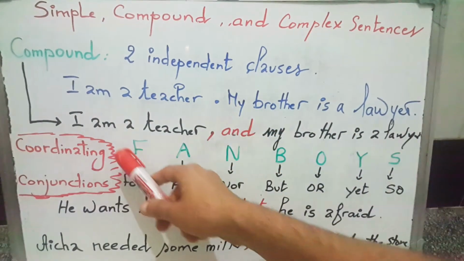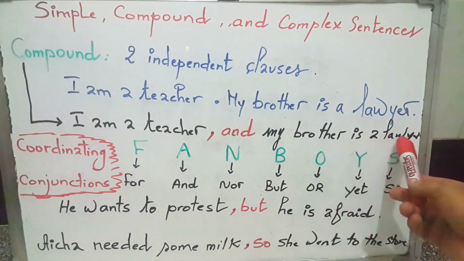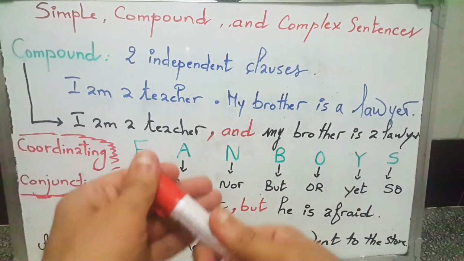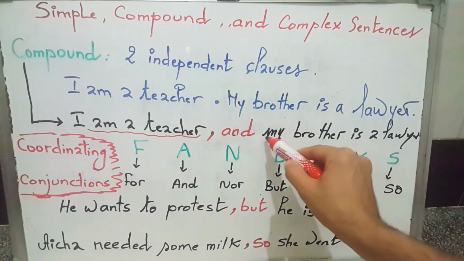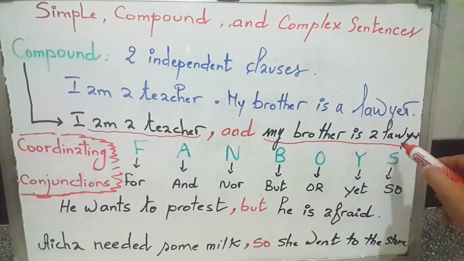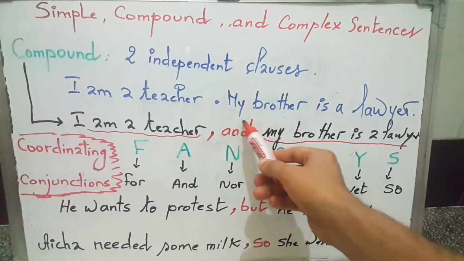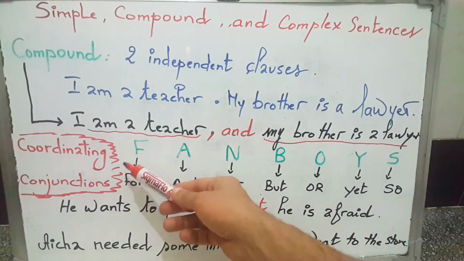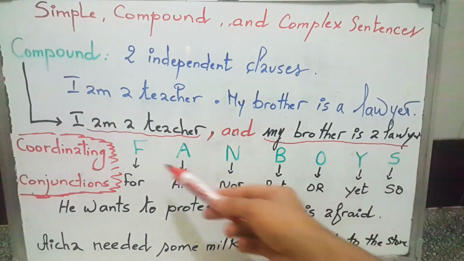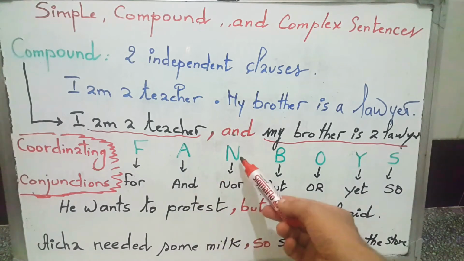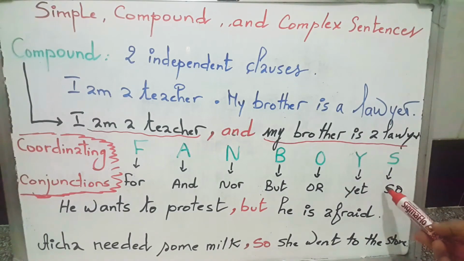So to fix this, we need a coordinating conjunction. I am a teacher, and my brother is a lawyer, right? So this is the first independent clause and this is the second independent clause. So here we have a comma before the conjunction. So these are the common conjunctions we have in English, which you can remember by this acronym FANBOYS. F for, and, nor, but, or, yet, and so.